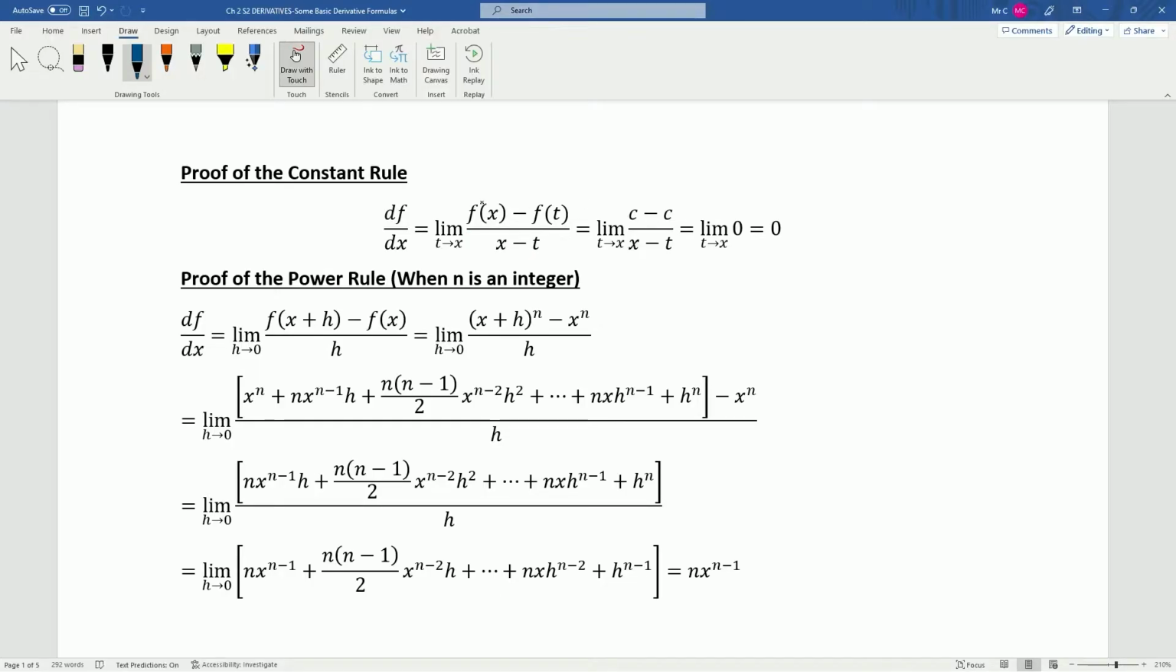Well, this is a constant valued function, so for whatever input I plug in, I always just get the number c back. And c minus c is 0. So this is the limit of 0, which is 0.